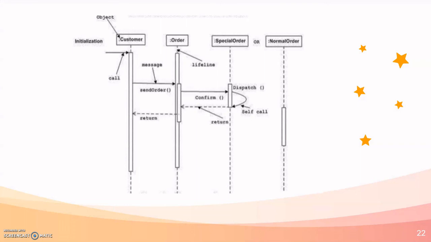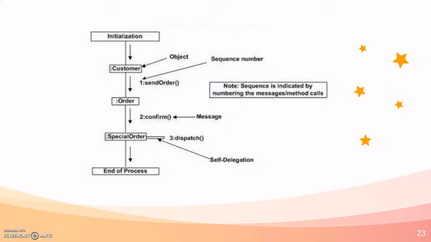Now this is a sequence diagram. See here there are objects listed at the top and we have a lifeline or time sequence of each object. Then there are arrows indicating messages. Now I am showing the same sequence diagram in the form of a collaboration diagram. See here in this figure, the objects are arranged in a special format and we can see sequence numbers are given to messages. Send order is the first message, numbered 1. Confirm is the second message, numbered 2, and dispatch is the third message, numbered 3.